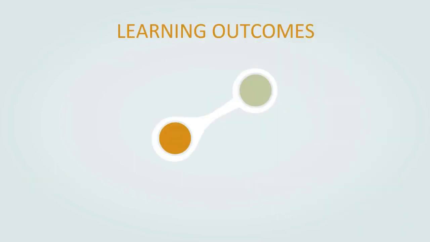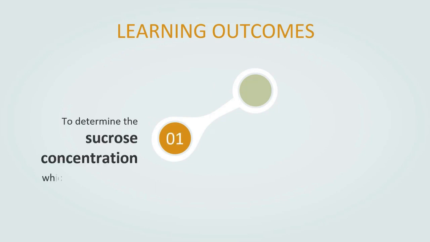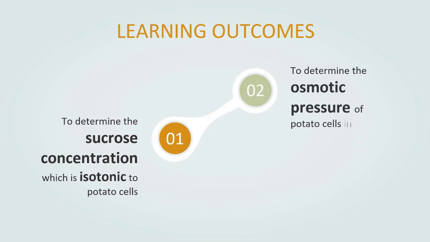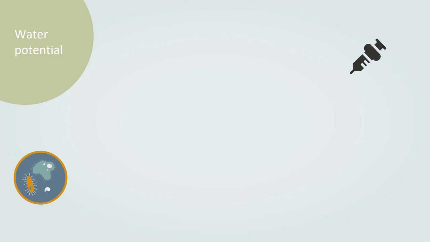We have two learning outcomes in this experiment. The first one is that we're going to determine the sucrose concentration which is isotonic to the potato cells. The second learning outcome is that we're also going to determine the osmotic pressure of the potato cells in terms of atmospheric unit.